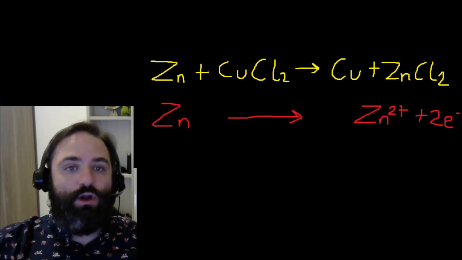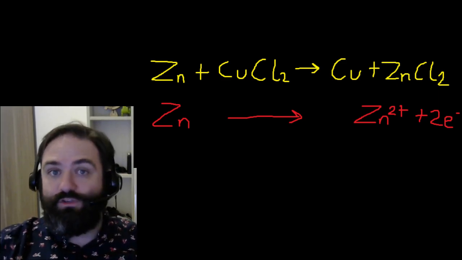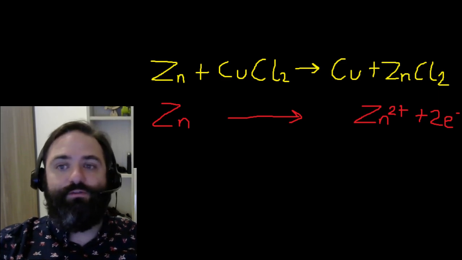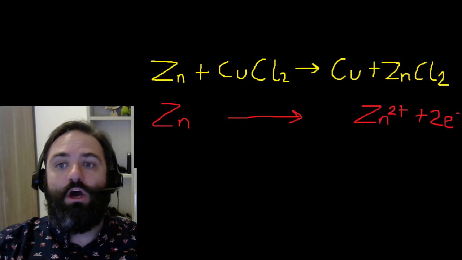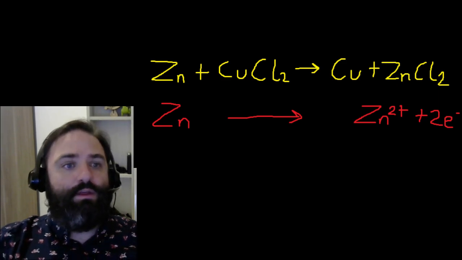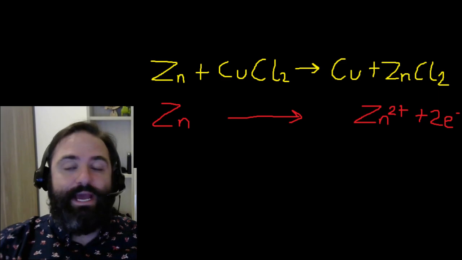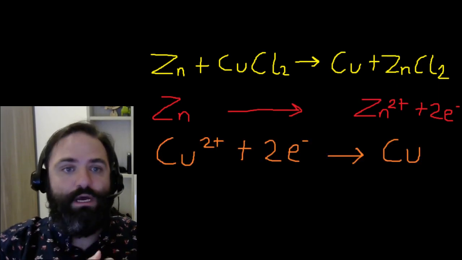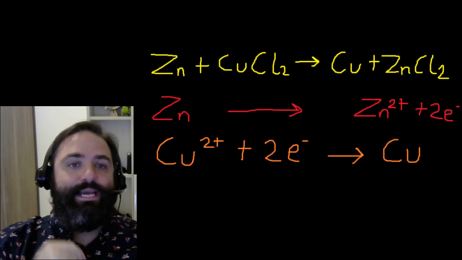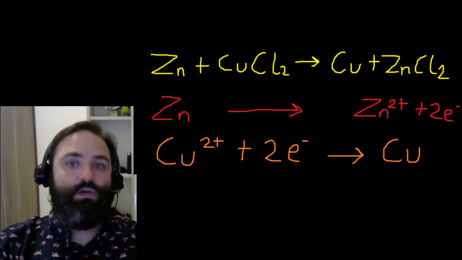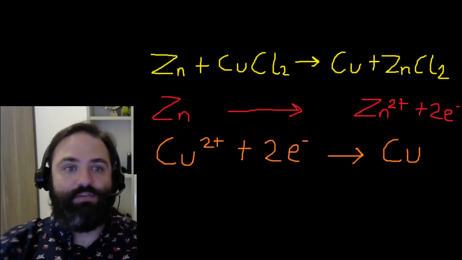Remember, electrons are negative, so losing them gives a positive charge. So zinc has lost 2 electrons. By our definition from before, it has been oxidized. Oxidation is loss of electrons. The copper, meanwhile, has gone from being a Cu2 plus ion in the copper chloride compound to being neutral. It has gained electrons, so it has been reduced. Reduction is gain of electrons.